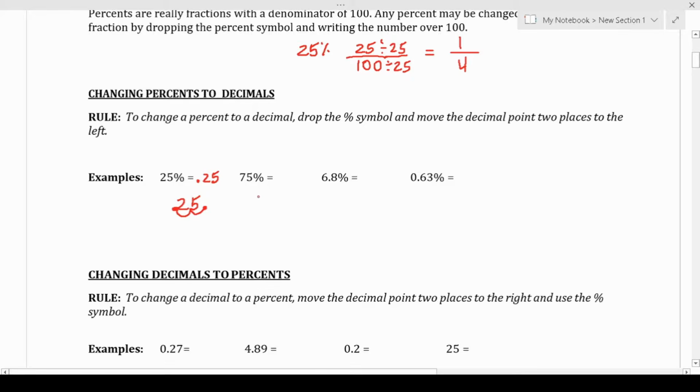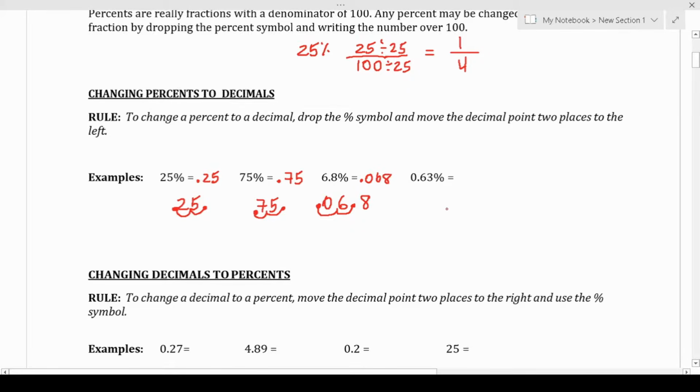In this example, we have 75%, so let's drop that percent symbol. Let's add our decimal at the end of the number, and let's shift it 2 places to the left, 1, 2. So as we can see, 75% is the same as 0.75. 6.8%, again, we're going to drop that percentage symbol, and we're going to shift the decimal 2 places to the left, 1, 2. Then we're going to fill in a 0 as needed. So 6.8% is the same as 0.068.